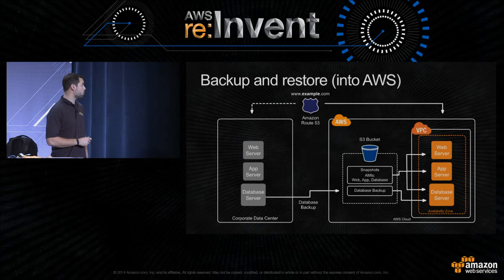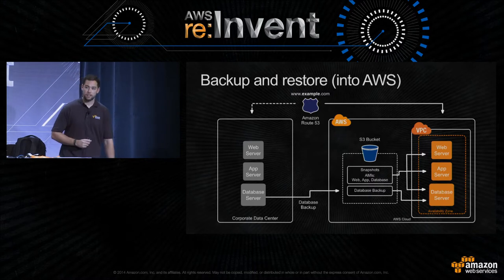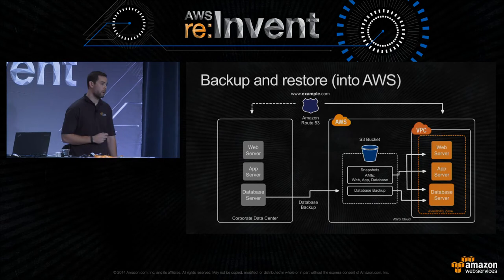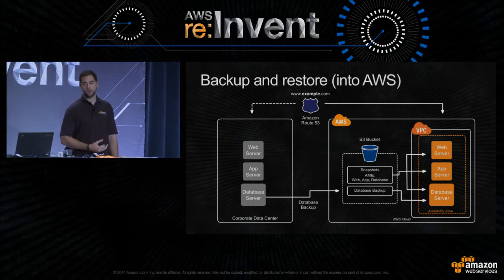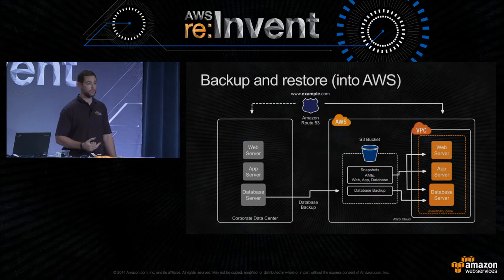Then we have the instances running in AWS. So we've got the web server, app server, and database server replicated, just the same as what we have in our corporate data center. However, in general terms, under a normal scenario, these servers aren't actually running. So what you'll do is build your infrastructure in AWS, create AMIs, create snapshots of your EBS volumes, and then shut the servers down or even delete them.